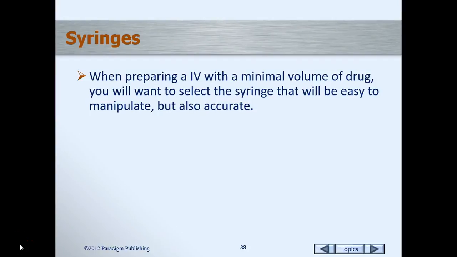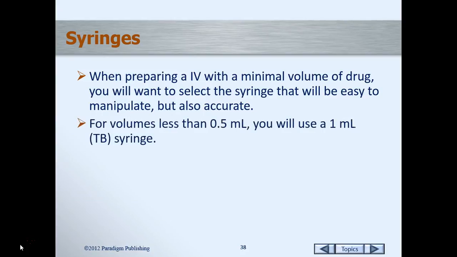I want to take a little time and talk about some specifics that, especially with ampules, become more common. A lot of times the ampules have a very small amount of fluid, so choosing the right syringe for being accurate is as important as choosing the right syringe for your ability to manipulate. So when you're dealing with a minimal volume, you want to pick the one that's easiest to manipulate but will also give you that accuracy.